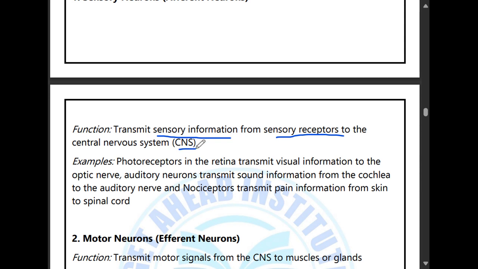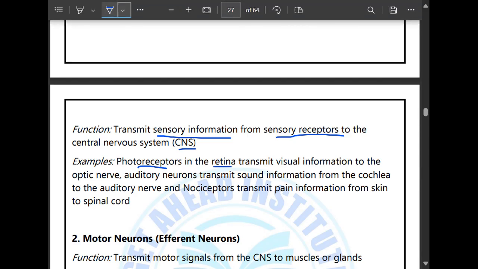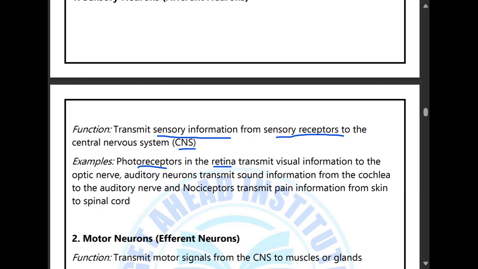Now we've been asked to give relevant examples. We have the photoreceptors. These photoreceptors are found in the retina, which has to do with the eye, and they transmit visual information to the optic nerve. I know you might not relate as we are talking about the optic nerve, but for now, just know that we're talking about the optic nerve.